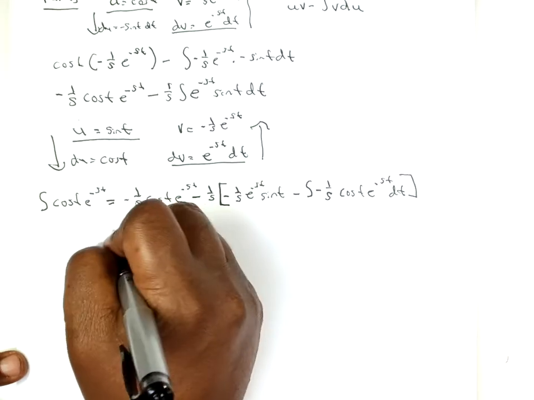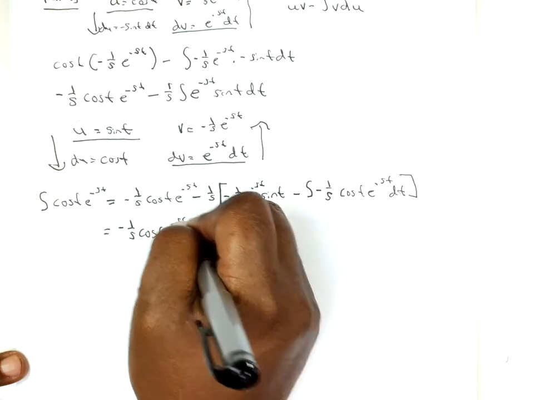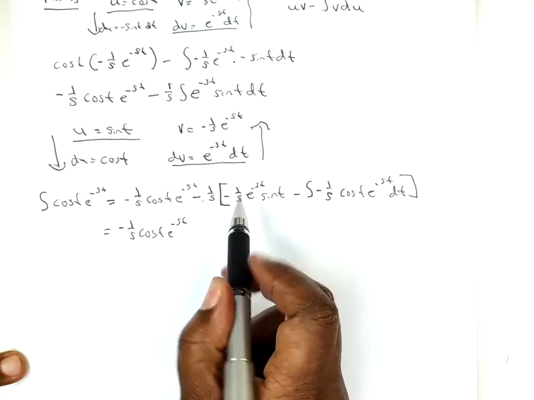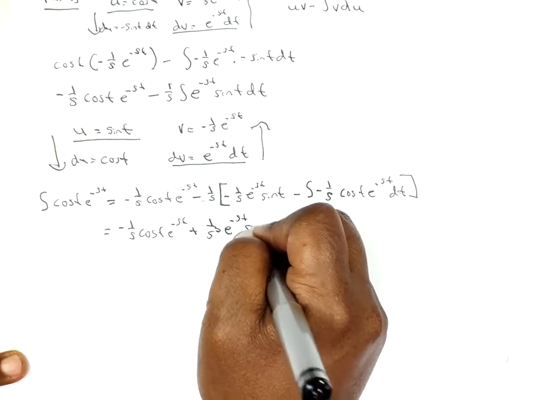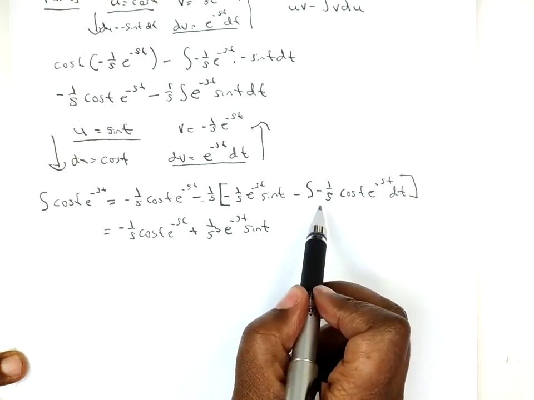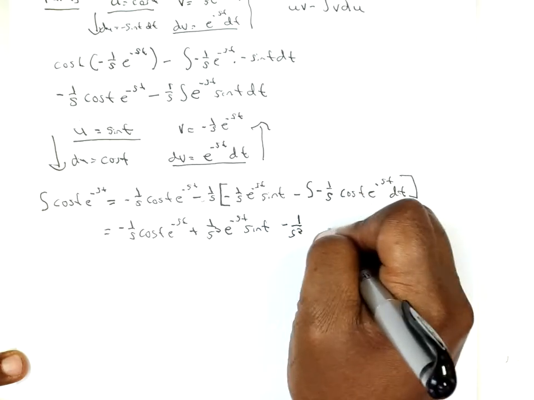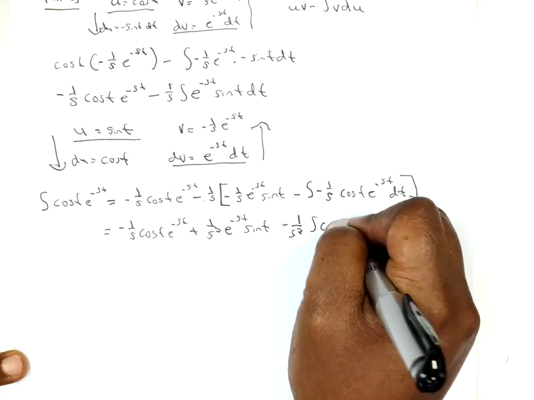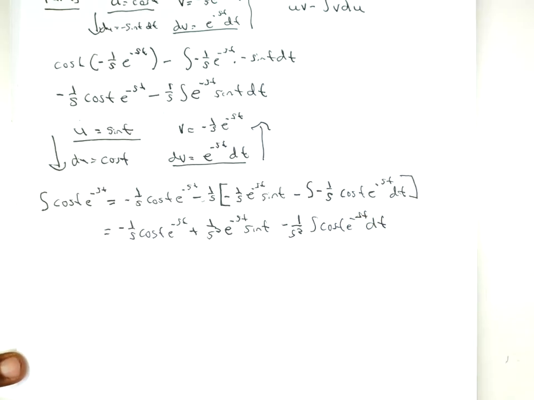Alright, distribute all this stuff through. So I get negative 1 over s cosine t e to the negative st. When I multiply these together, I get plus 1 over s squared e to the negative st sine t. And when I distribute over here, I get negative 1 over s squared cosine t e to the negative st dt. I'm just checking to see if I messed up anything. I think I'm all set.